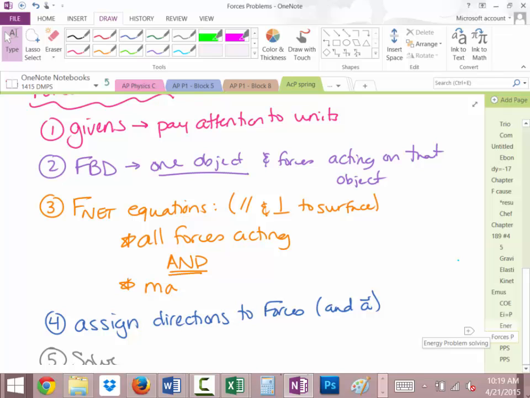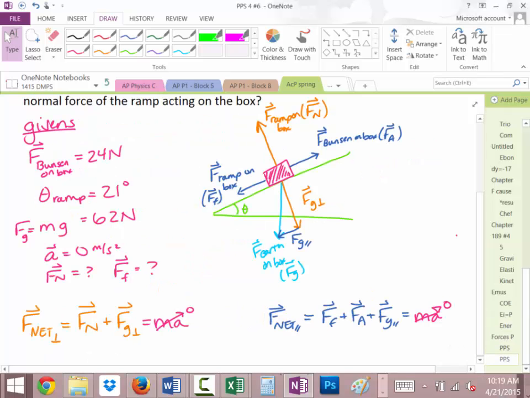All right. Step 4 is important. Step 4 is really important. Don't skip step 4. Let's assign directions. This is important. Fn, is that one going to be positive or negative? Positive. Okay. Does it really matter? No, as long as you're acknowledging that Fn and FG perpendicular must be what? Opposite. Yeah. So if Fn is positive, then FG perpendicular needs to be negative.